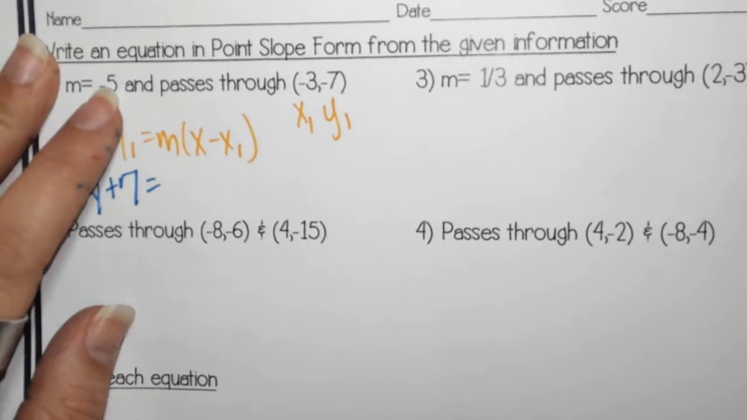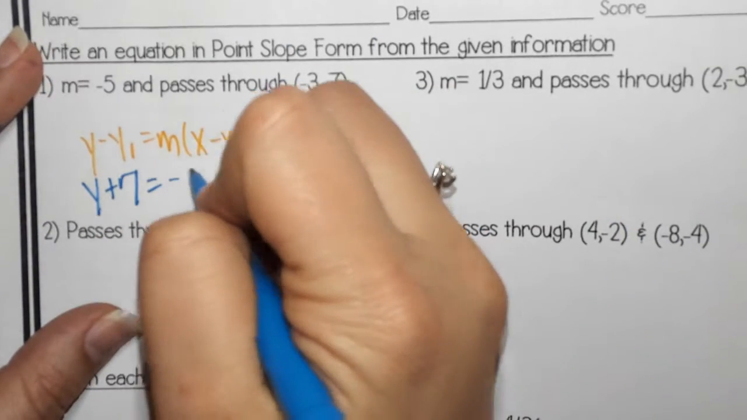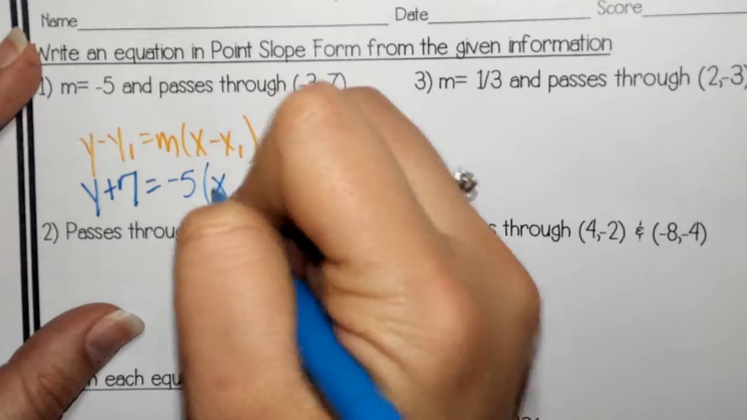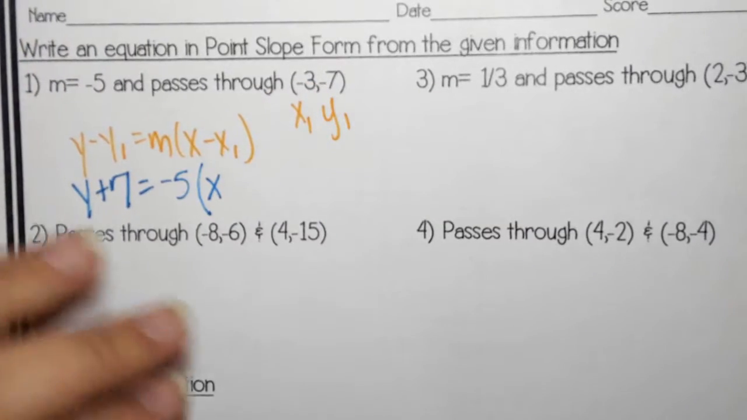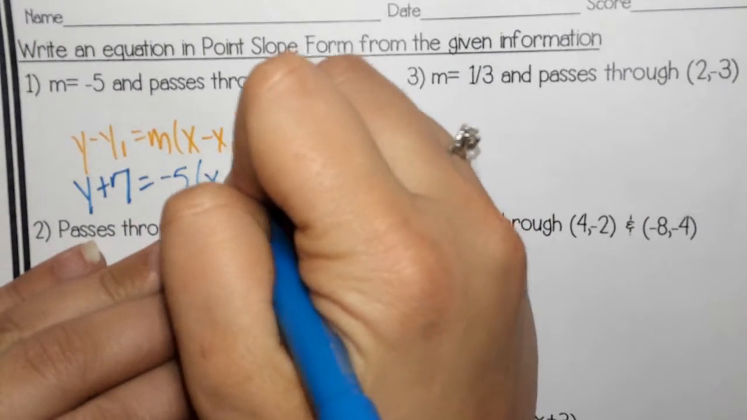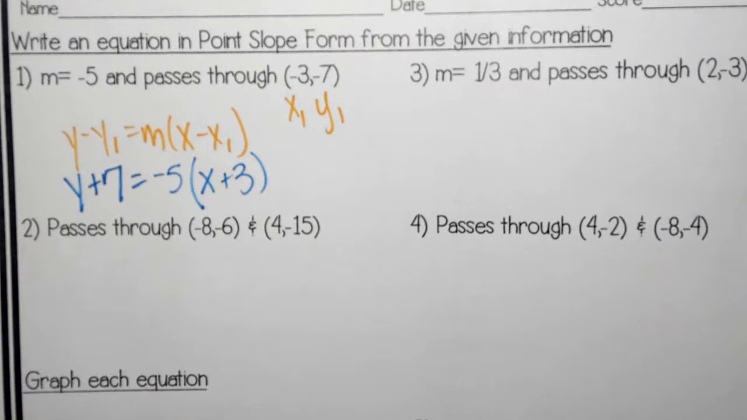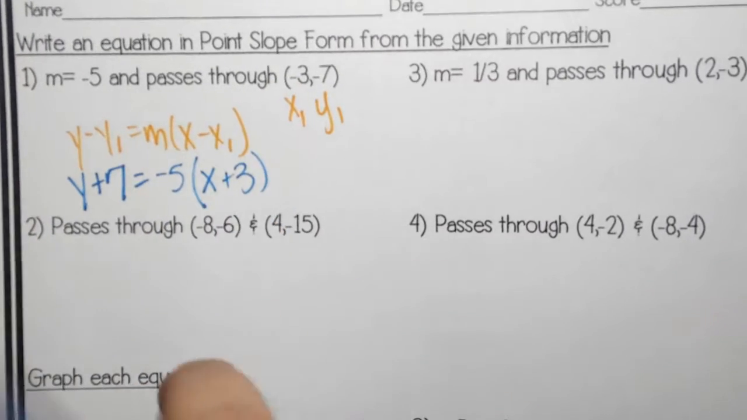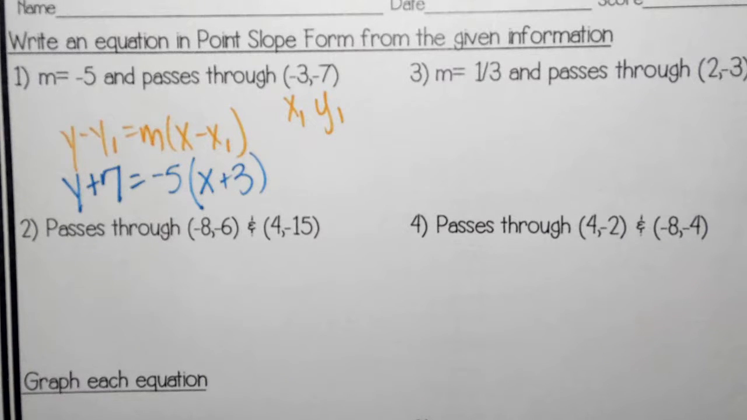Equals m. Now what's our slope? Negative 5 times x. What's our x1? Plus 3. Now why is it plus 3? Because it would be minus a negative, and two negatives make a positive. Did anybody get that right on their homework?